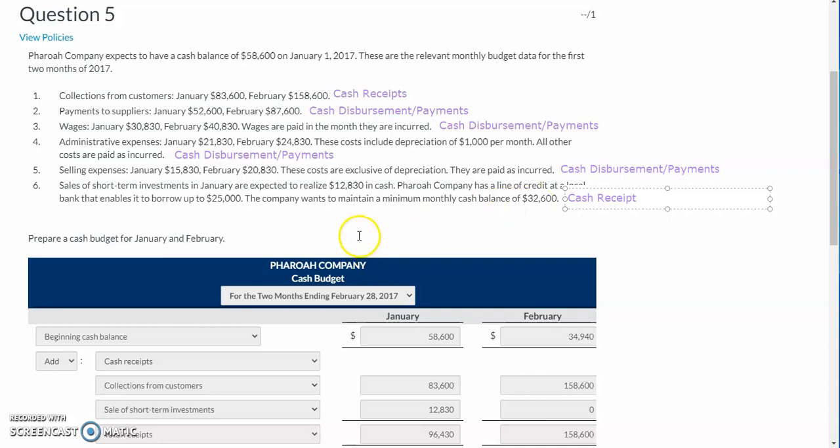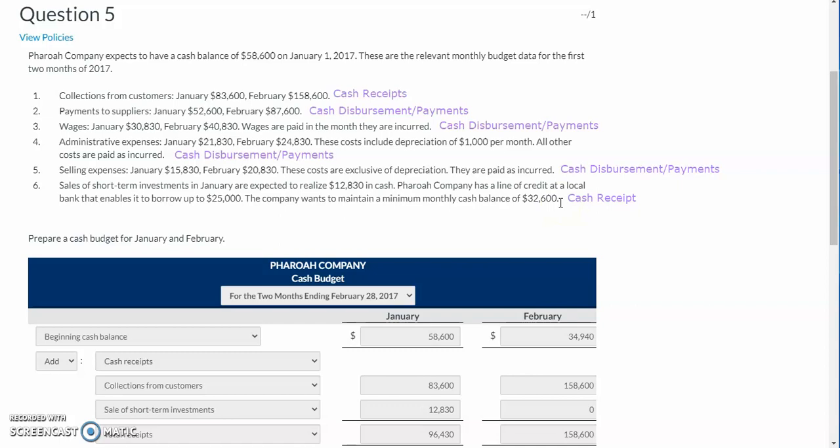So we're going to read about this a little bit more, and because this is a cash receipt, you're going to include the sale of short-term investments into one of your cash receipts boxes, right? So the sales of short-term investments in January are expected to realize $12,830 in cash. Faro Company has a line of credit at a local bank that enables it to borrow $25,000. The company wants to maintain a minimum monthly cash balance of $32,600.